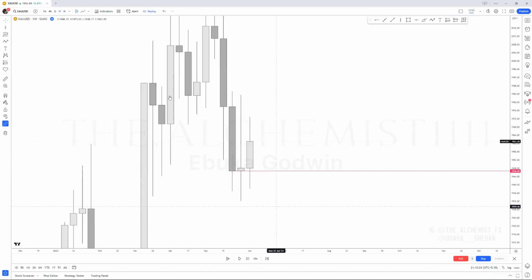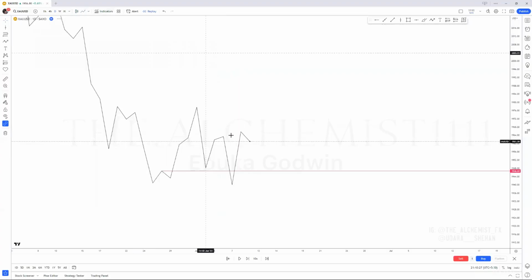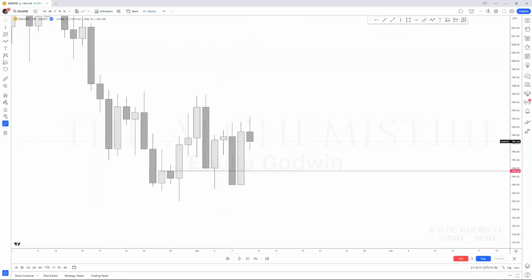Weekly rejects a weekly support and then daily gives you a bullish QM. There we go. Now what do we have? Now we have a weekly bullish storyline. Why? Because weekly rejected a weekly support and then daily gave you a bullish breakout. Perfect.